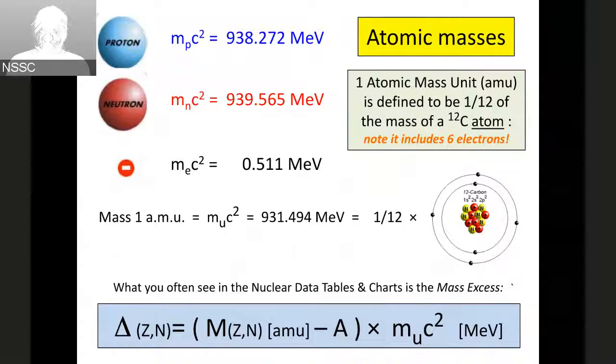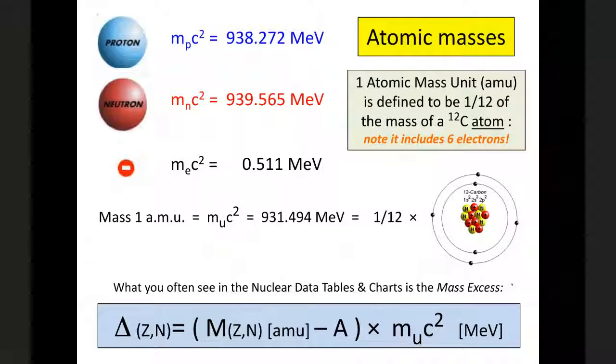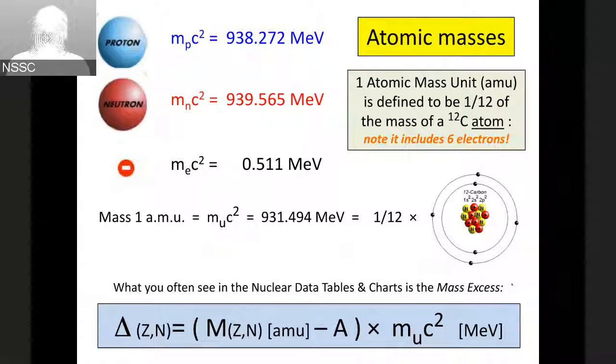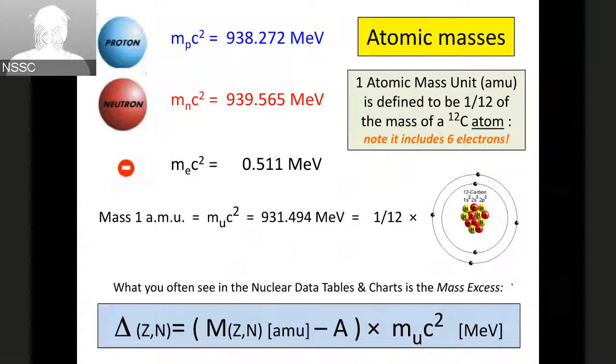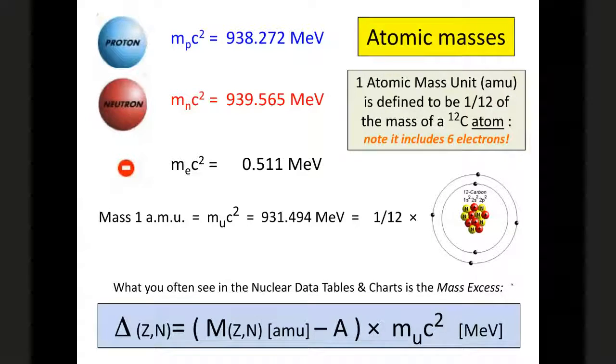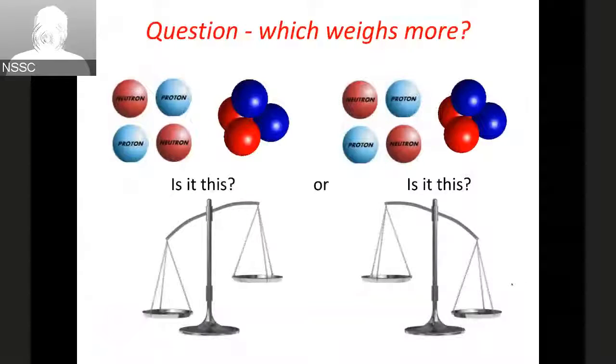It is simply the mass here minus the pure integer A. If everything had the same average binding as a carbon atom, that would come out to be 0. And then since this is a mass, if I multiply by c squared, I get a number in MeV. We'll come back to this in just a second.